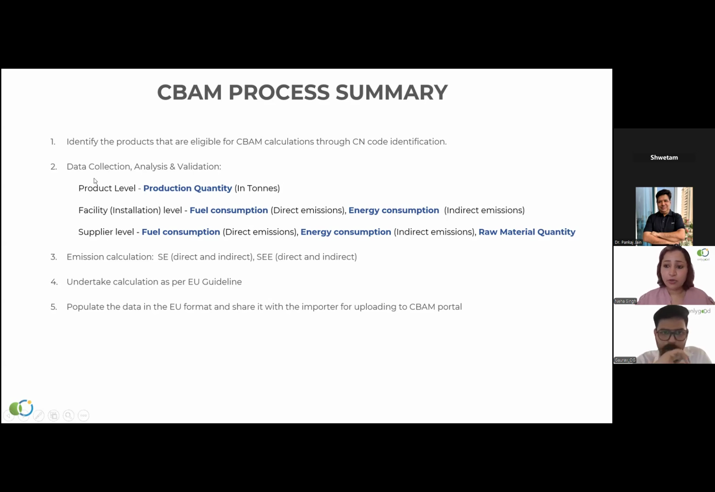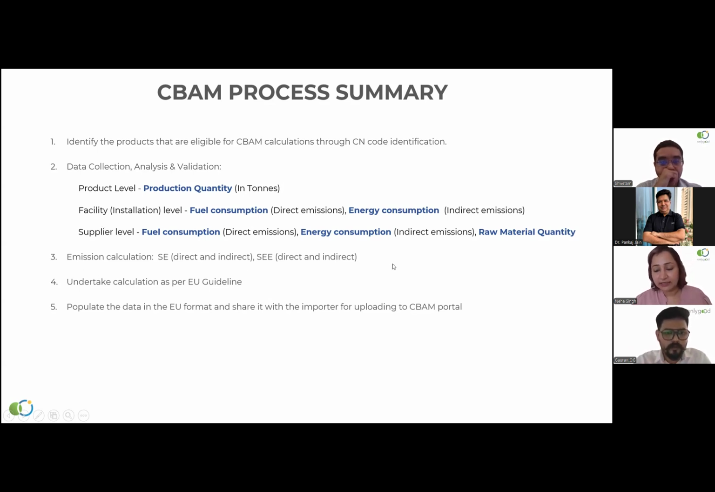After that, the key process is data collection, analysis, and validation. Like Mr. Pankaj just said, it's a matter of trust. We can only have authenticated data. So this is the data we need to focus on: product level, quantities produced and exported; at facility or installation level, fuels and energy consumed; at supplier level, again, fuel and energy consumed, and raw material quantity. Now, once I have this data, we do quick SEE direct and indirect calculations to retrofit it back to the EU guidelines.